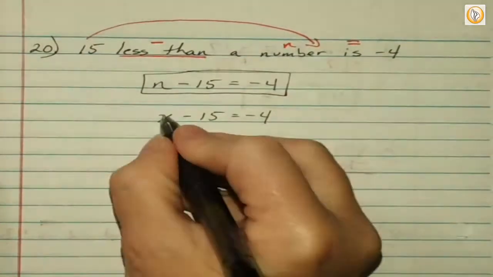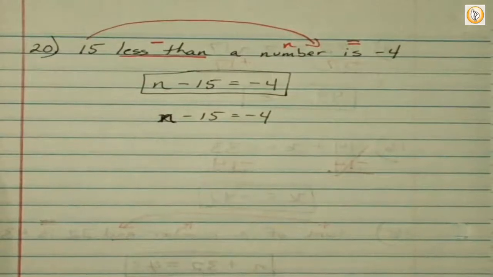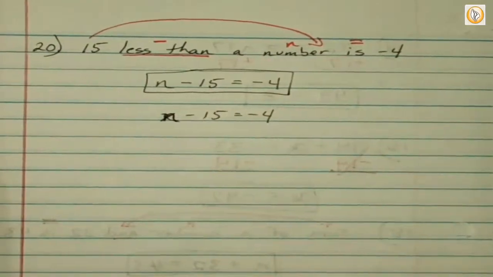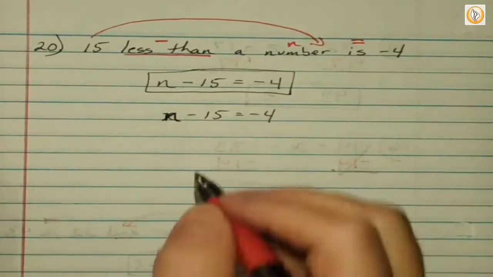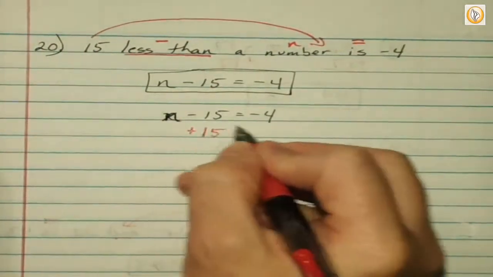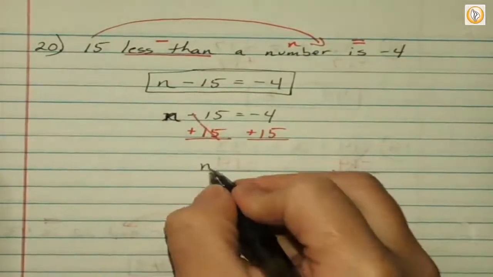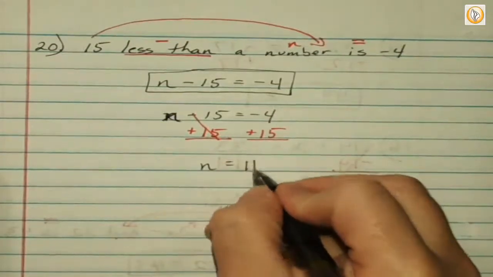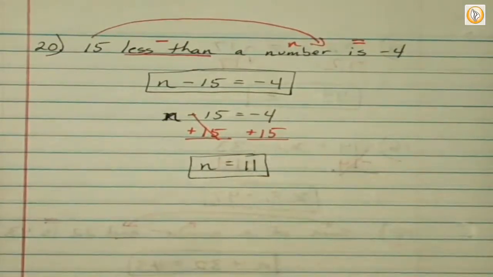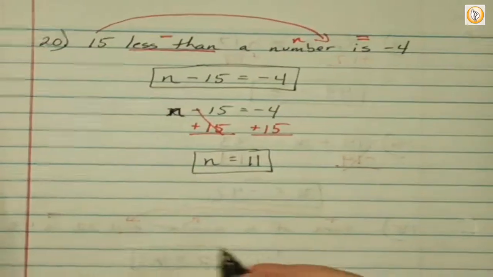How do I solve this? Okay, so you would add 15 to both sides. And you get positive 11. There's your second answer. Let's do one more.